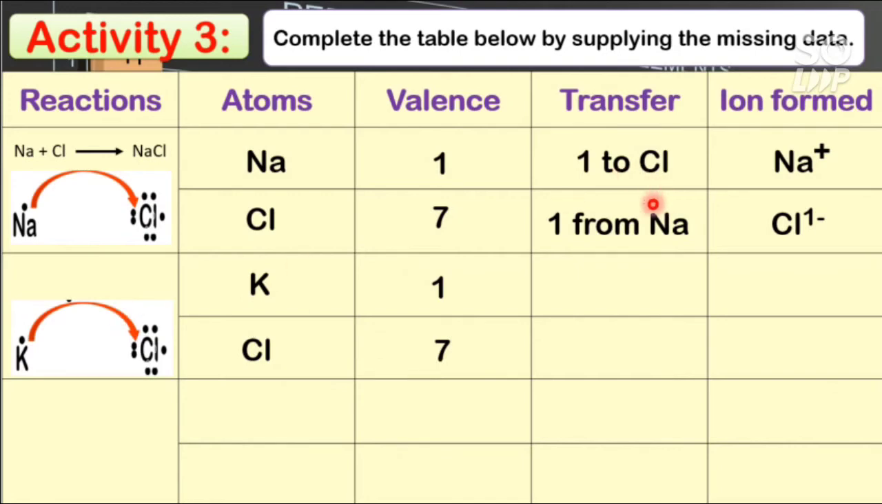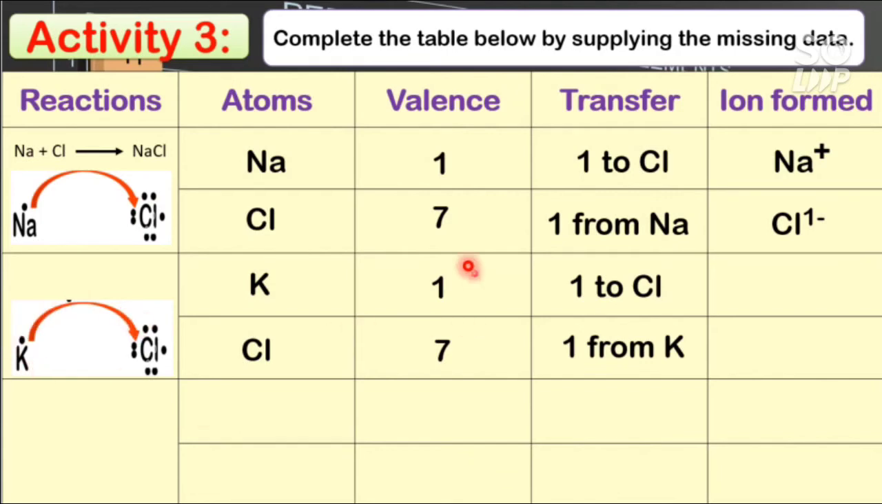So how does the transfer of electrons happen in potassium and chlorine? Since potassium is a metal and chlorine is a nonmetal, the transfer will be from potassium to chlorine because potassium has a low electronegativity compared to chlorine. So one electron only will be transferred. As you can see, there is only one dot. One dot means one electron. That explains why it has one valence electron only. So, one electron to chlorine and one electron from potassium. So, from potassium to chlorine.